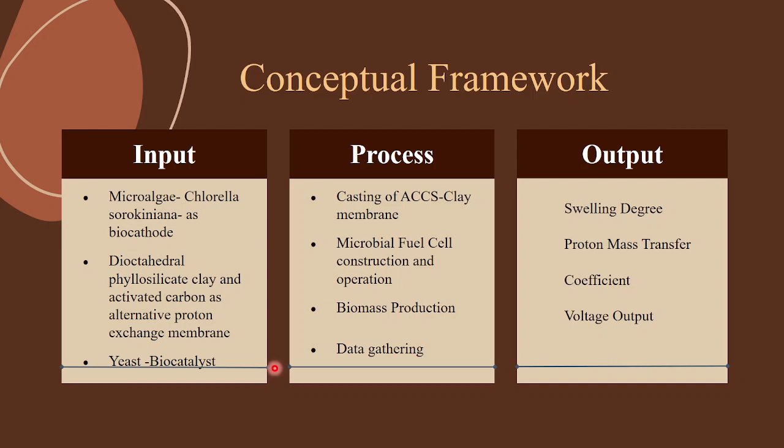Just like what we have said, the conceptual framework. Our input would become the anode, and our cathode would be the microalgae. So if we use a living organism as a cathode, it is called a biocathode. And we have a dihydrogen phyllosilicate clay, and the process is casting the clay membrane, the biomass production of the cathode while inoculating, and the microbial fuel cell construction and operation. Of course, data gathering. The output is data about the voltage, the proton mass transfer coefficient, and the swelling degree.